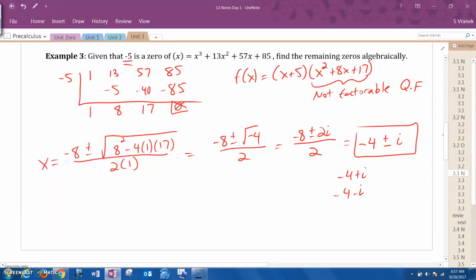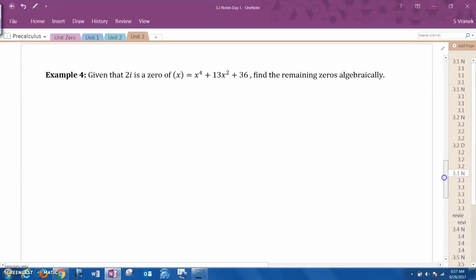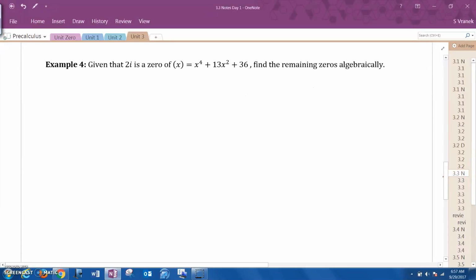Now, sometimes I give you the complex zero, like number 4. Given that 2i is a 0, find the remaining zeros algebraically. Well, guess what? First of all, if 2i is a 0, I'm going to just put a little box over here. The remaining zeros is what I'm looking for. You should already know one of the remaining zeros because i's come in pairs. So, this means that -2i is also a 0 to the problem.